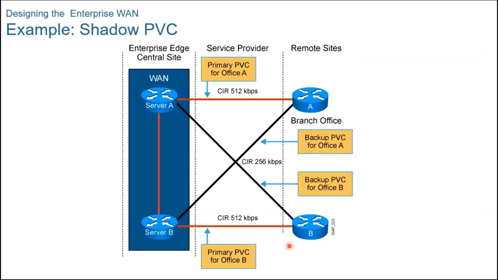Now, this figure here illustrates redundant connections between the remote sites and the enterprise edge using a shadow PVC offered by the service provider. Because of the potential for additional costs, the routers must avoid sending any unnecessary data, except, for example, routing traffic, over a shadow PVC.